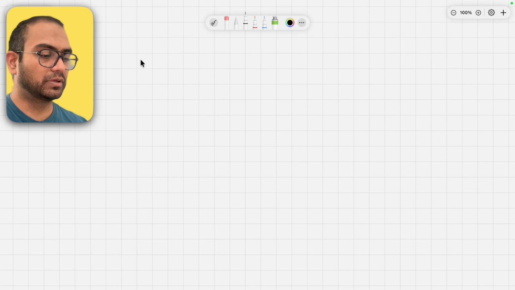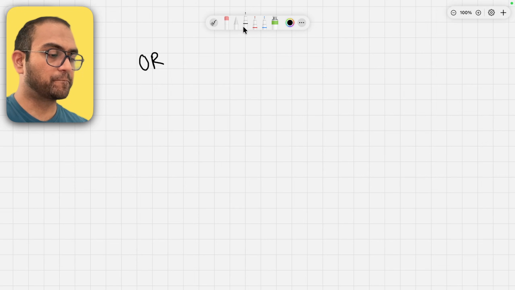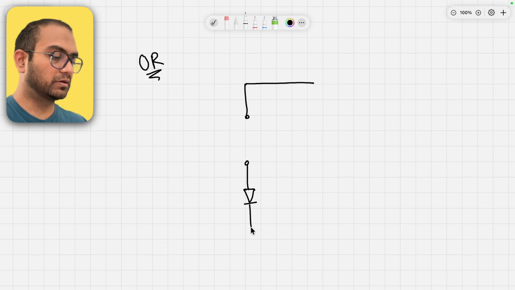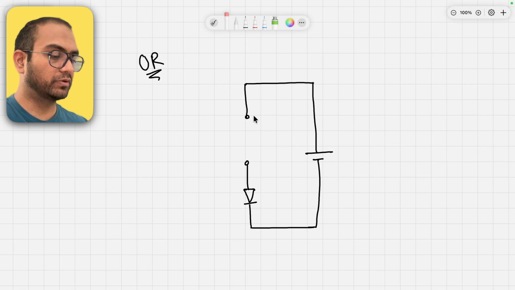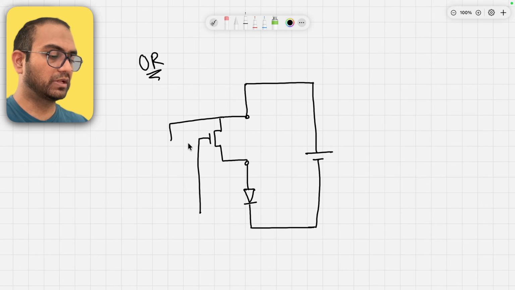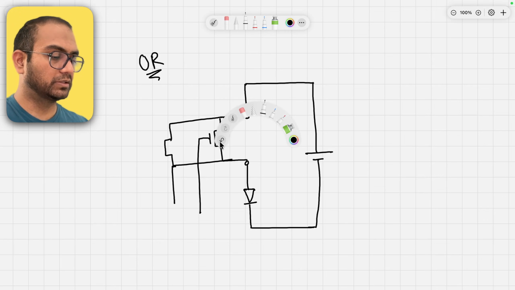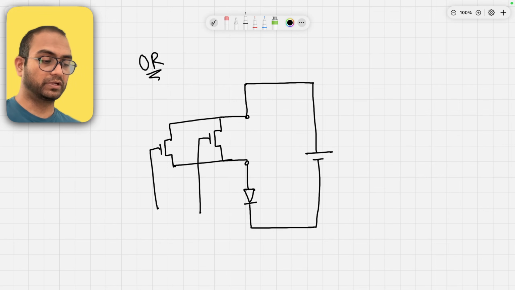And let's talk about the OR gate. So this is also straightforward. Let me draw a circuit that will convince you. So we have, let's say, an LED here, and that is connected to the good old battery. And then what we have here is a transistor, and then we have another transistor whose gate is also available here.